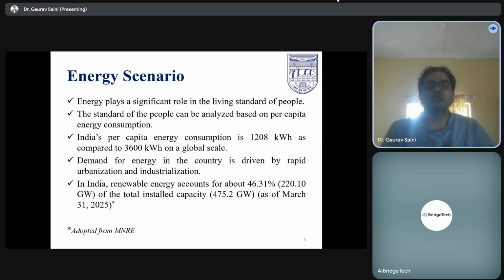The renewable energy contribution in India is about 46.31%, which is approximately 220 gigawatt of the total installed capacity of 475 gigawatt. This is the latest data that we have taken from the Ministry of New and Renewable Energy in India.